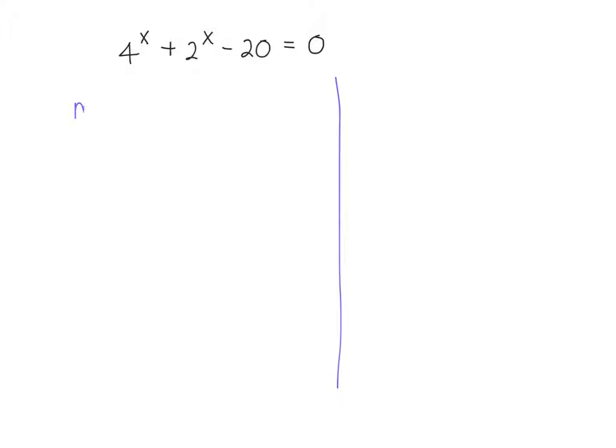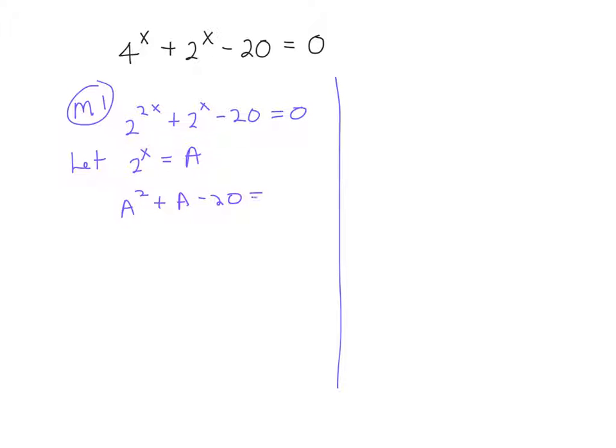Method 1. Rewrite the 4 in terms of 2. So we have 2 to the 2x plus 2^x minus 20 is equal to 0. We're going to let 2 to the x be equal to a. So we have a squared plus a minus 20 is equal to 0.